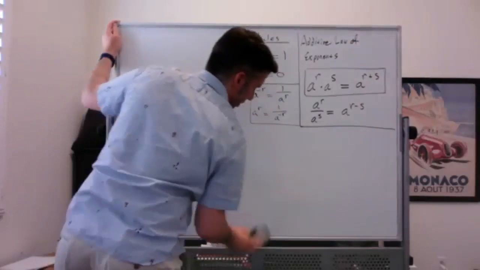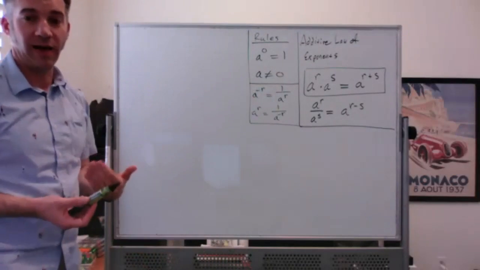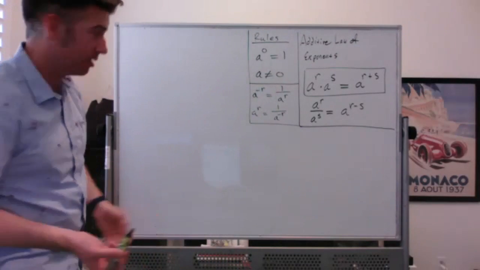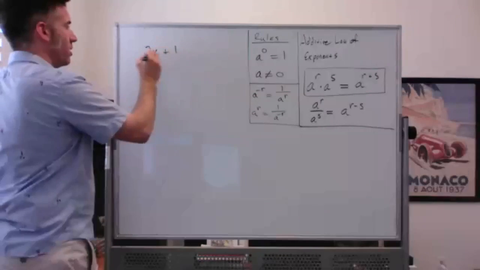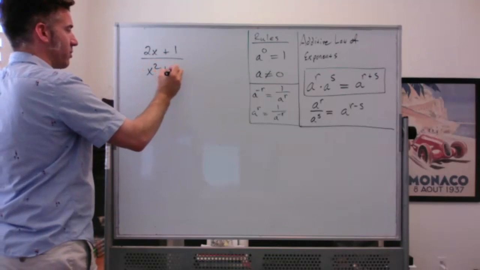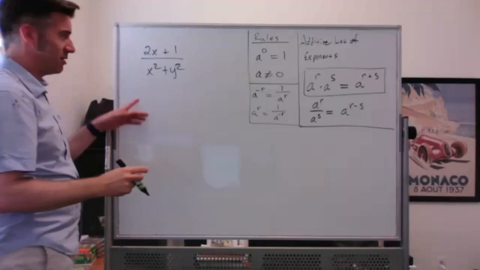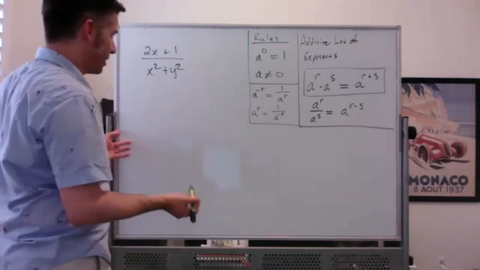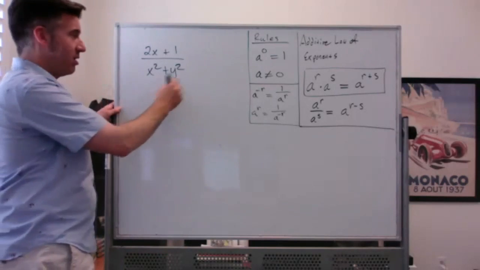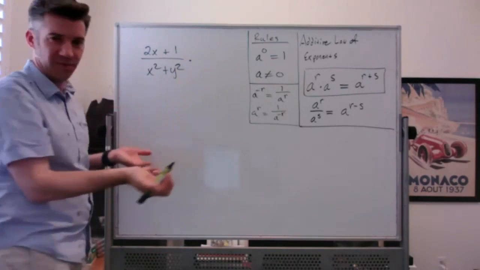I guess I should be a little bit more clear there. That's only allowed if you have multiplication. For example, if you had 2x plus 1 over x squared plus y squared, you can't just move the x squared up to the top because there's a plus there, right? You can multiply both sides or something, but it's not really helpful.